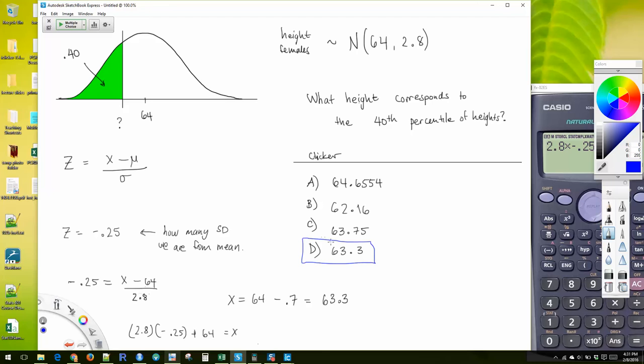Okay, good job. A lot of you figured that out. Those of you who picked C, you have to remember you can't just subtract off your z-score. You've got to turn it back into the units that we're using by saying each standard deviation is worth 2.8 inches. 62.16 is a number I threw out there. This is if you looked up 0.6554 and then used that to subtract from 64. That's not going to work out either. Are there any questions on this?